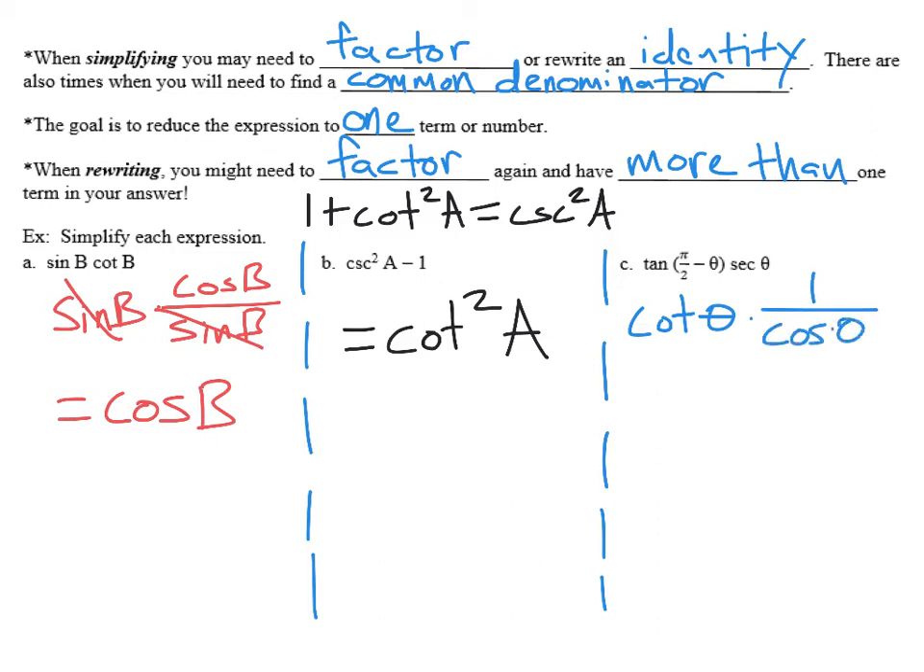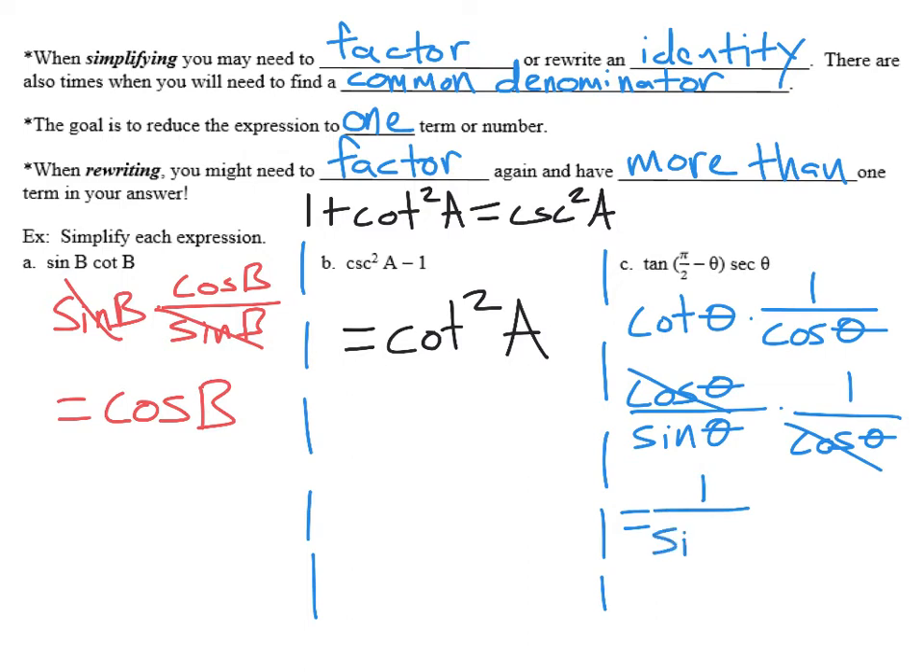I could use a reciprocal and say that secant is 1 over cosine. Cotangent is the same thing as cosine over sine. That's the definition of cotangent. Times 1 over cosine. Those cosines will cancel. And it leaves me with that, which I like because it's a single trig function. Use the reciprocal identity, we get to our final answer. That whole thing that we started with could simplify to cosecant.